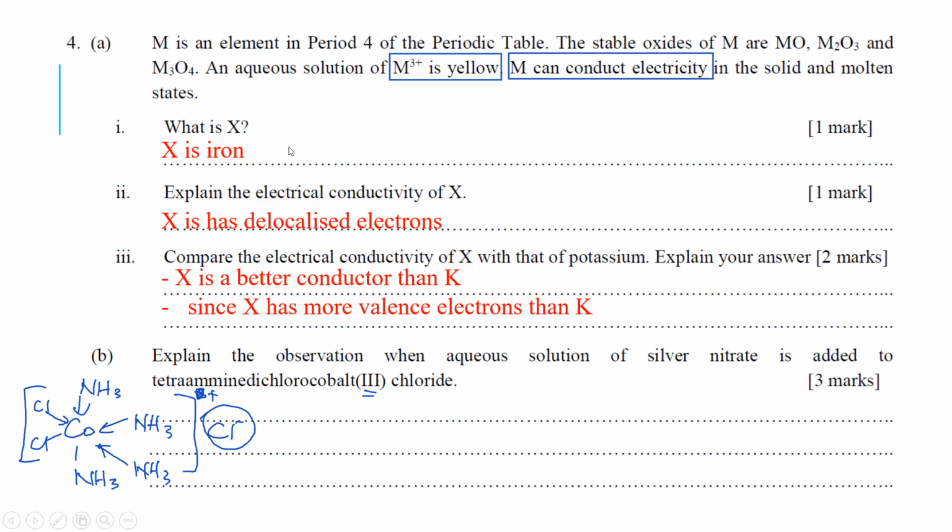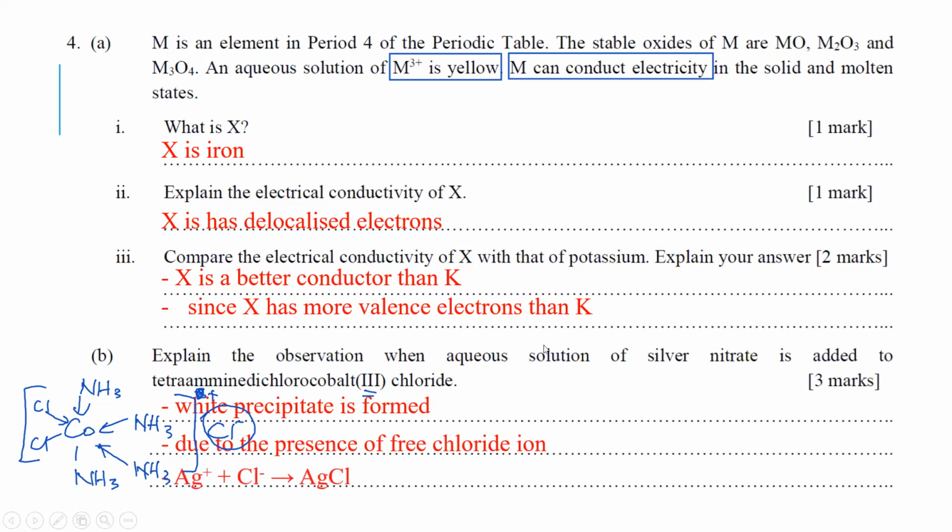So what happens if you add silver nitrate? You are expected to form a white precipitate due to the presence of the free chloride ion. This is the equation. As usual: explanation, observation, equation. Those are the 3 important keys to answer such questions for inorganic chemistry. I already highlighted this for quite some time, so I hope you will still be able to remember the 3 important keywords whenever you try to explain such questions. So this is for number 4.